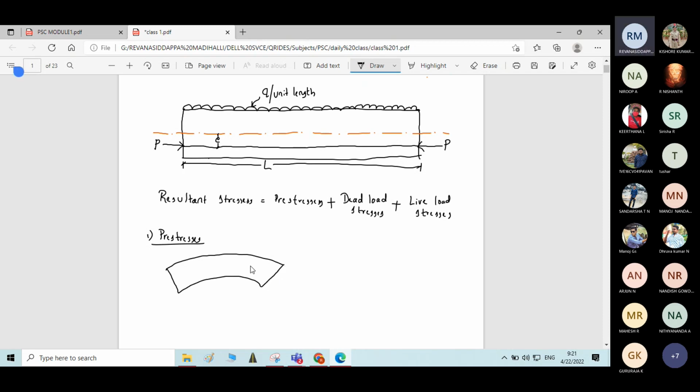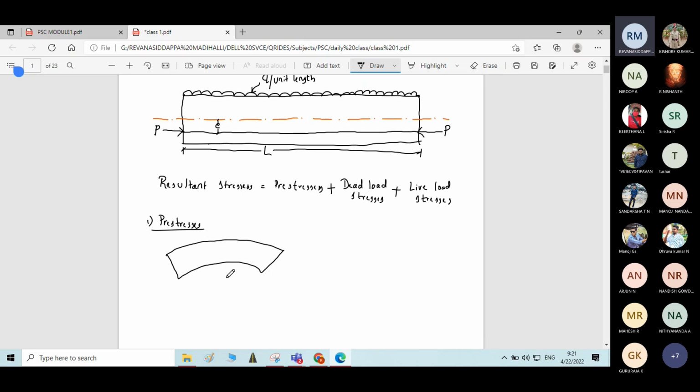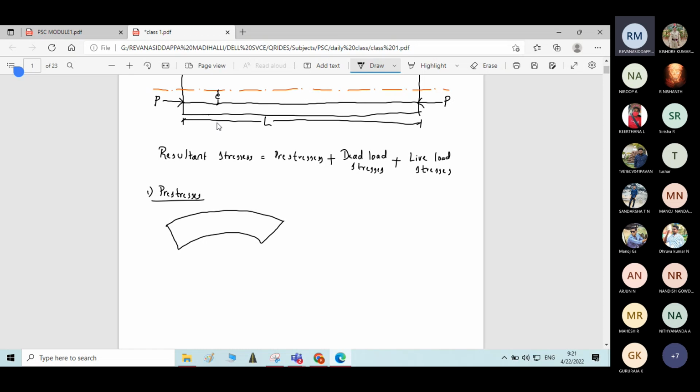So due to this pre-stressing force, as the beam undergoes hogging bending moment, the top fiber will be subjected to tensile stresses, and the bottom fiber will be subjected to compressive stresses.